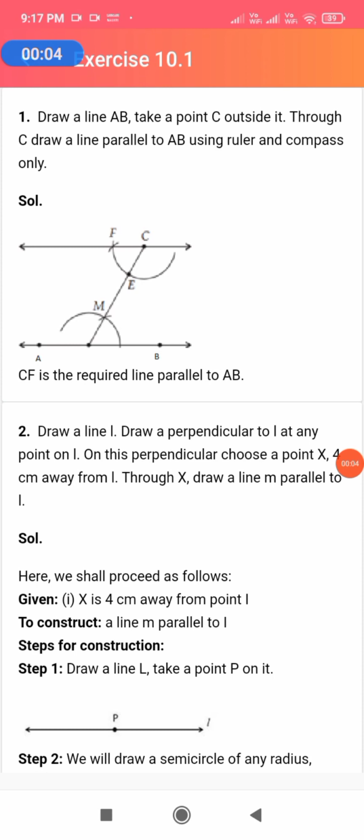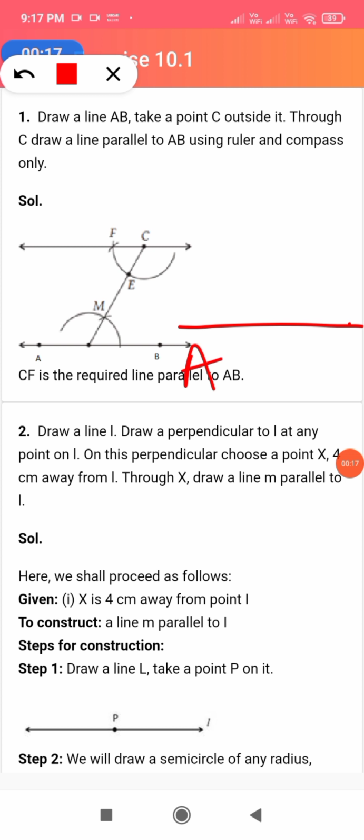So today we will be doing the practical geometry of class 7. So the first question states that draw a line AB. So as we will draw a line AB. So once we draw the line AB, then after that take a point C outside the line.